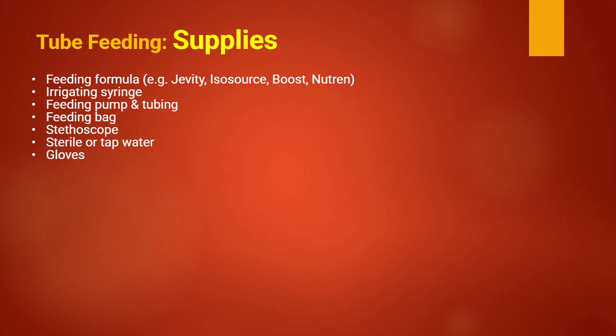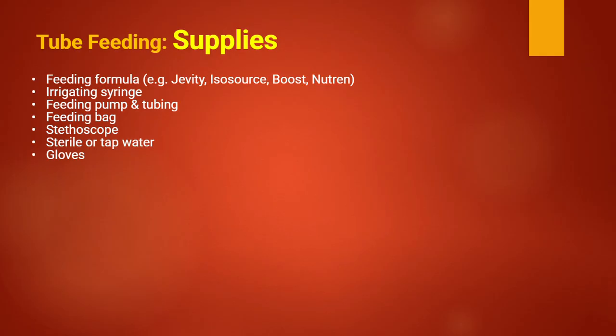Remember that the water used should be sterile for immunocompromised patients, while tap water is usually acceptable for stable adult patients with intact immune systems. The syringe will also be used to administer the formula for bolus feeds by gravity. For continuous feeds by pump, a feeding pump and tubing are needed for continuous or controlled rate feedings.